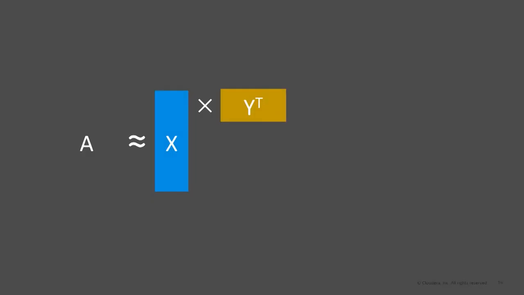Given A, we want to find other matrices X and Y such that their product is roughly equal to A, and pretty close to A. And the problem is there's no direct way to do that. There's no one formula that would give us X and Y given A.